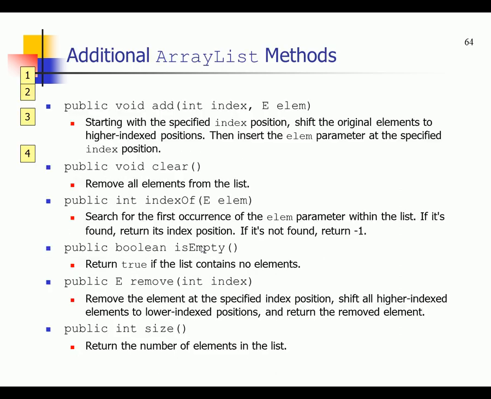Okay? All right. So add, we can add at a specific index. Clear wipes it out totally. If I need to take my array list and wipe it out, rather than go and remove, I could do clear, and they're all gone. Okay? I could do indexOf, which searches for the first occurrence, just like the regular indexOf does. I could do isEmpty. Is my array list empty? Could also do remove. I could remove one. It says remove the element at the specified index and shift everything up.